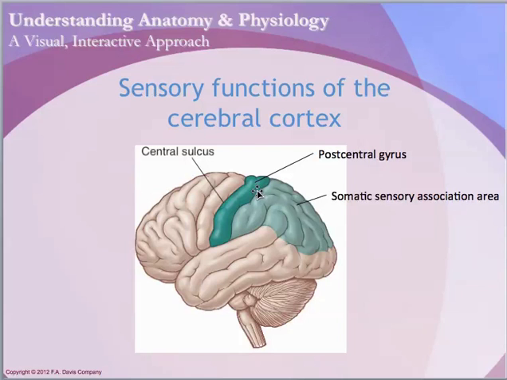Because we get signals from the left side of the body and the right side of the gyrus receives signals from the left side of the body, and the left gyrus receives signals from the right side of the body. We have to have this association area here that actually tells us where is that pain, temperature change, pressure, whatever, that sensory stimuli, where is it coming from? So that's just the difference there. So this actually is the sensory area, and then this is the association area that helps us to determine where exactly that sensation is coming from.